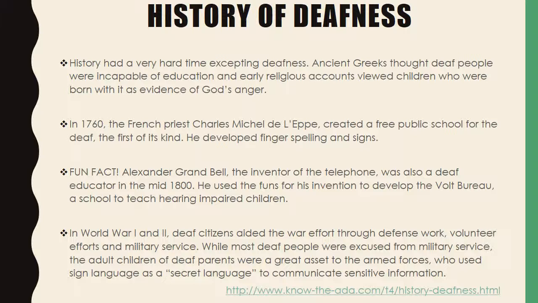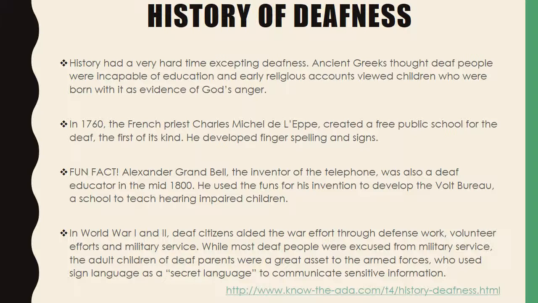History of deafness. History has always had a hard time accepting people with this disability. Ancient Greeks thought deaf people were incapable of education, and early religious accounts viewed children who were born with it as evidence of God's anger. In 1760, the French priest Charles Michel created a free public school for the deaf. It was the first of its kind. He had developed fingerspelling and signs to help the children learn.